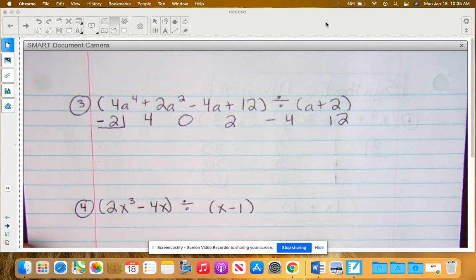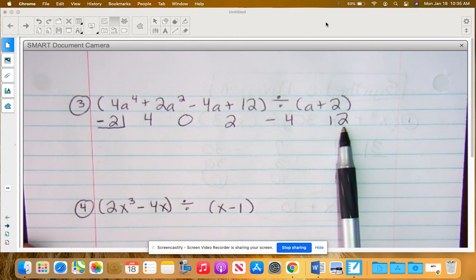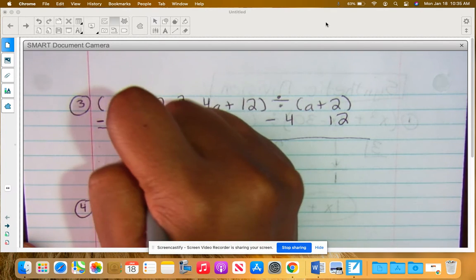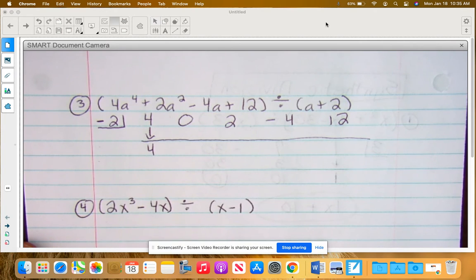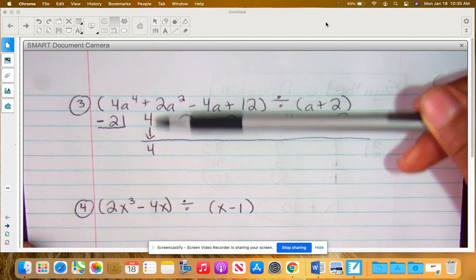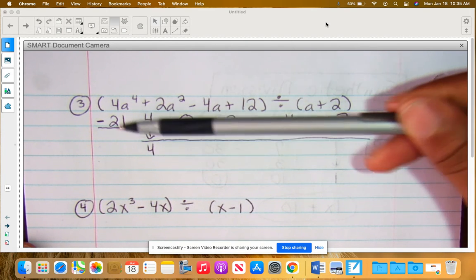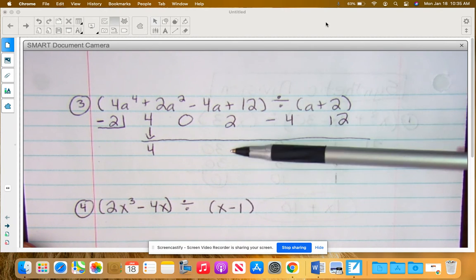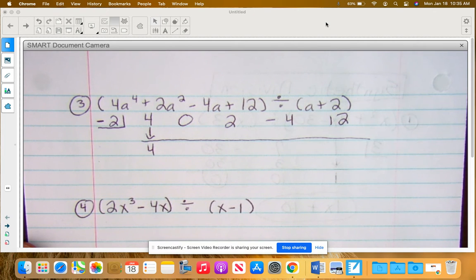We need a placeholder for everything. Now I have an a to the 4th. I got a to the 3rd, that was the placeholder. A squared, a to the 1st power, and I got my number. So now we are good to go and we can do synthetic division. Draw the line. First number comes straight down. Whatever that first number is, bring it straight down. From here, you multiply to the box, you put your answer, add. Multiply to the box, you put your answer, add. Multiply to the box, and so on. So 4 times negative 2 is negative 8.